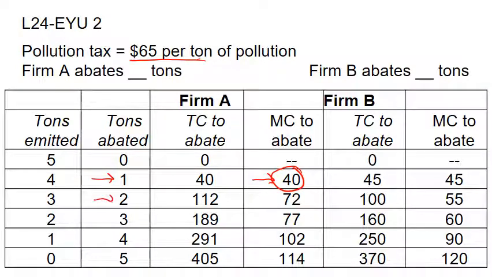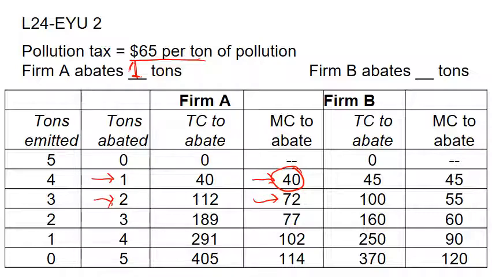Now we look at the second ton. Is it in firm A's self-interest to abate the second ton? Well, now the marginal cost of abatement has risen to $72 for that second ton. I'll pay $72 to abate, or I can pay $65 to pollute. I'm paying $65 to pollute. So firm A will abate 1 ton and only 1 ton, because the marginal cost of abatement is below $65 only for the first ton.